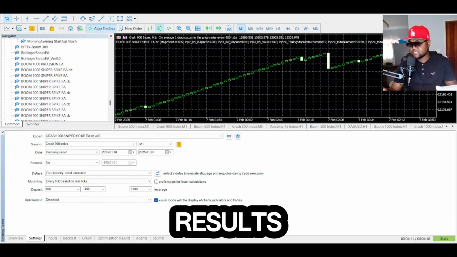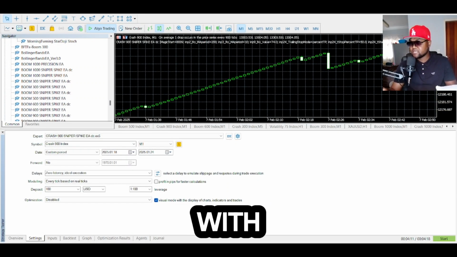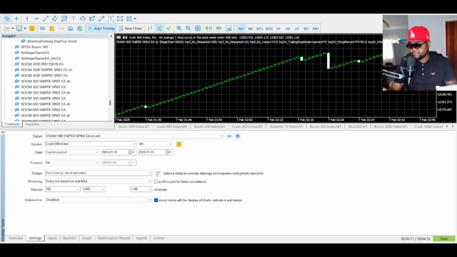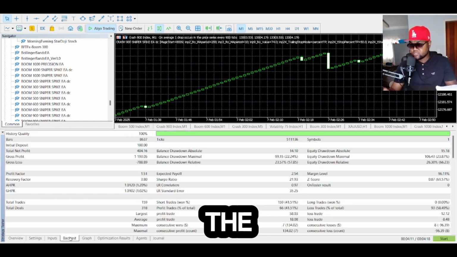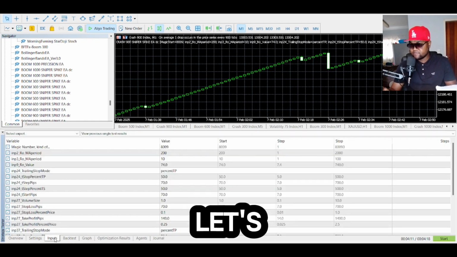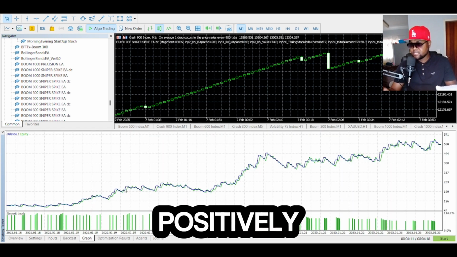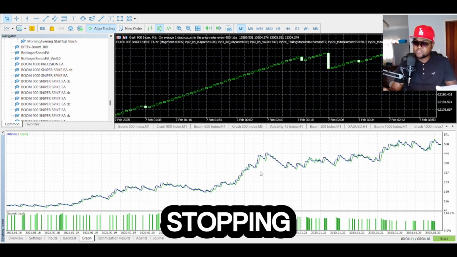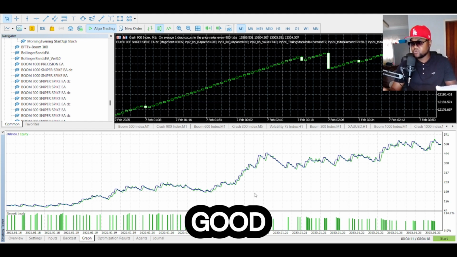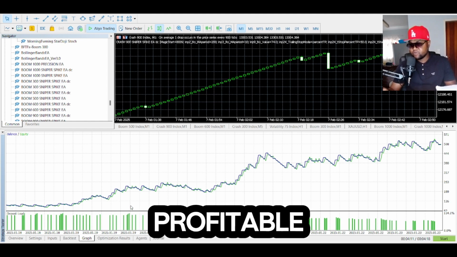So these are the results. Let's start with the graph. You can see it's positively sloping. It is moving up, which is very good. It means that the EA is very, very profitable.